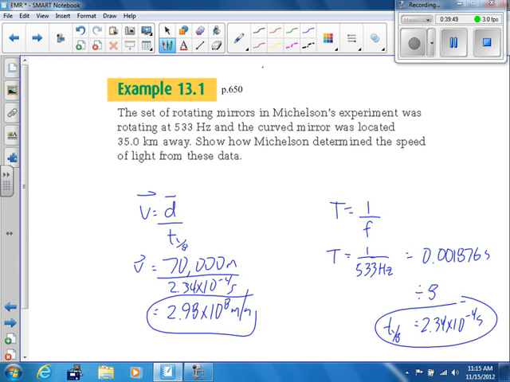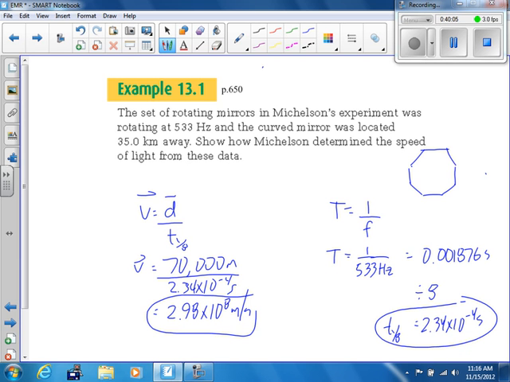Okay, actually, let me just draw the diagram again here. So here's our 8-sided rotating mirror. By the way, you can see problems where it's not an 8-sided mirror. Maybe it's a 6-sided mirror, a 10-sided mirror, a 12-sided mirror. So pay attention to what it says, right?